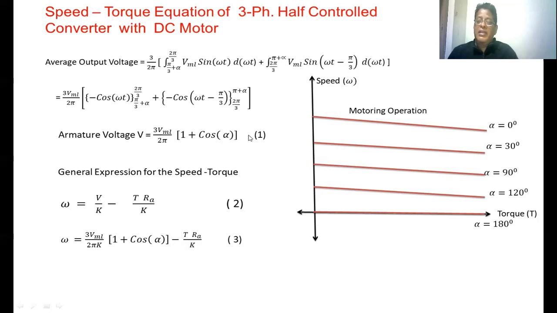Now we are going to summarize the points we have discussed. We have seen the operation of the three-phase half-controlled converter by taking alpha equal to 30 degrees. Next, we derived the expression for the average output voltage. We found the relation between speed and torque in the case of a three-phase half-controlled converter feeding a DC shunt motor.